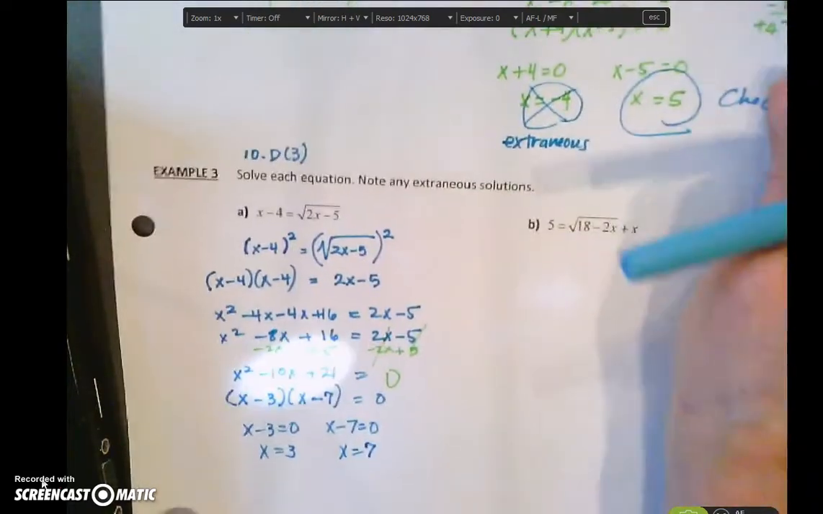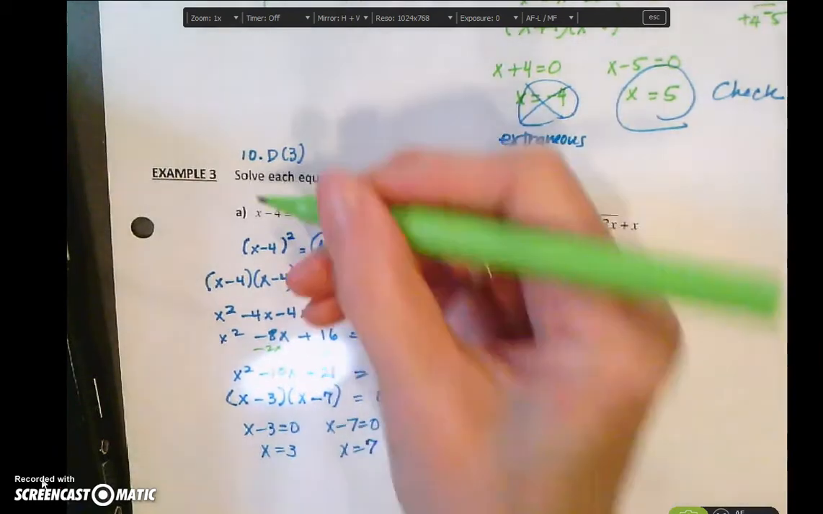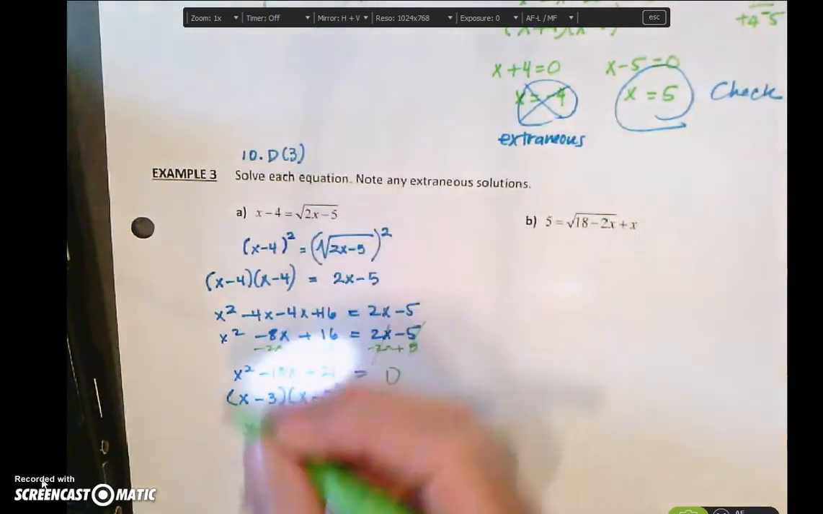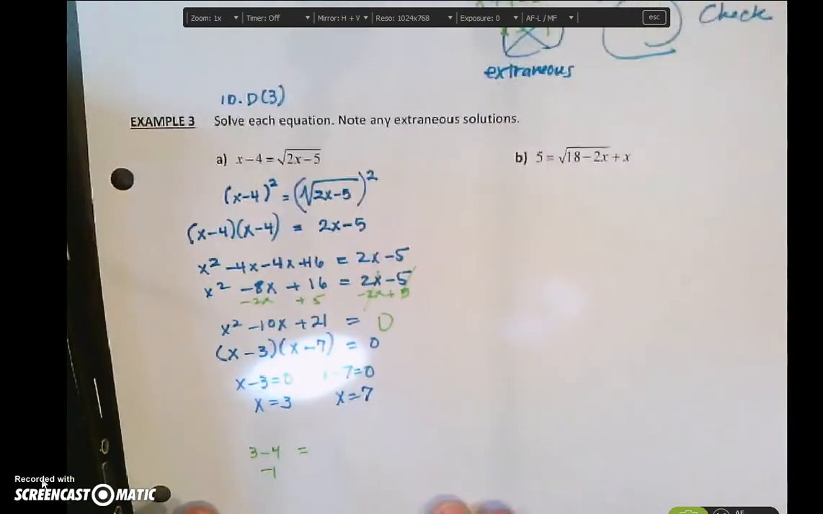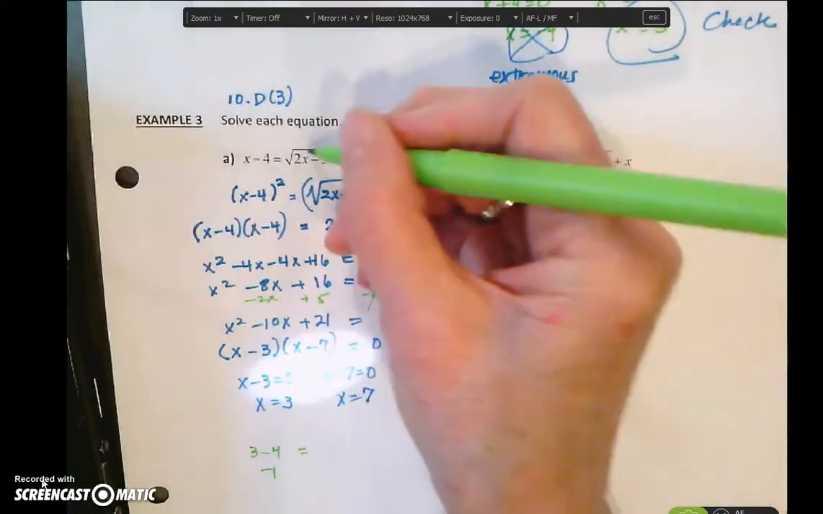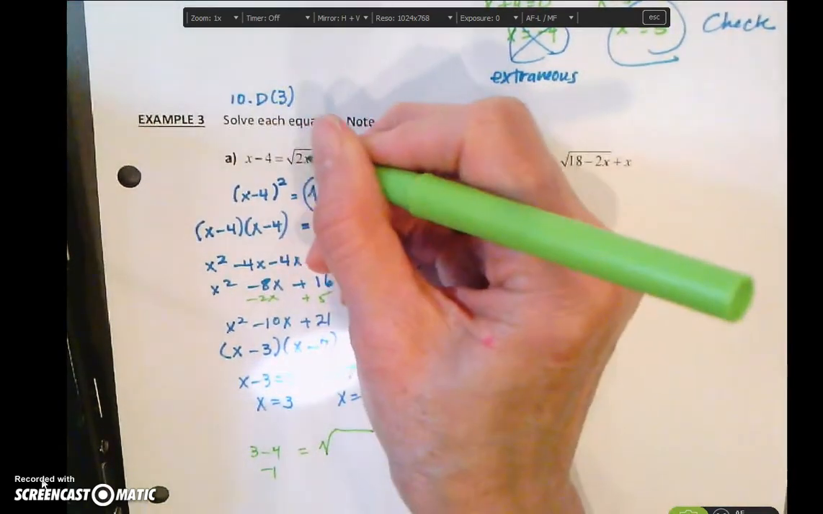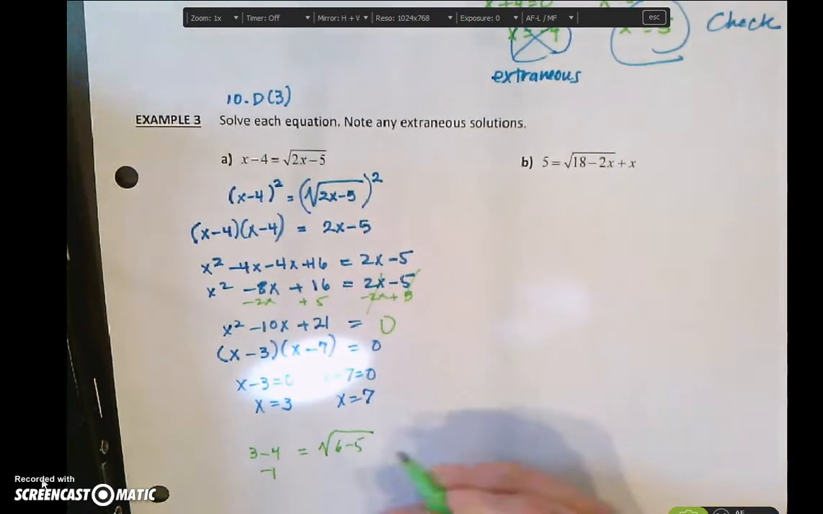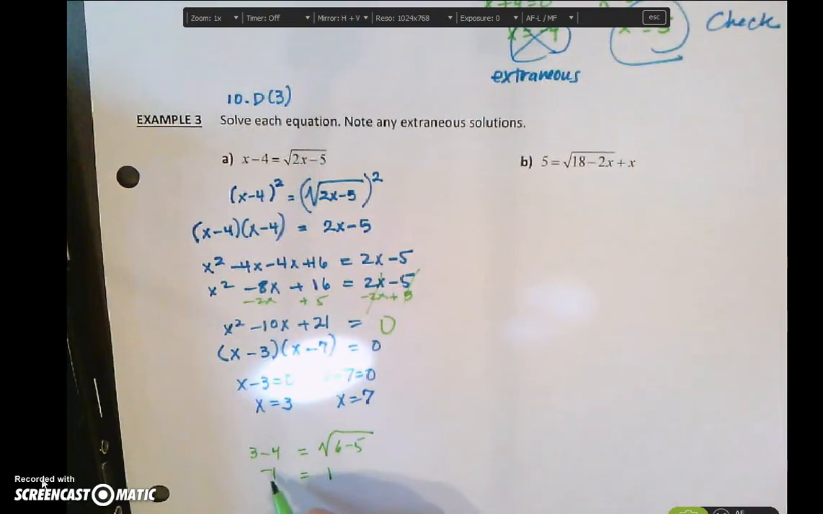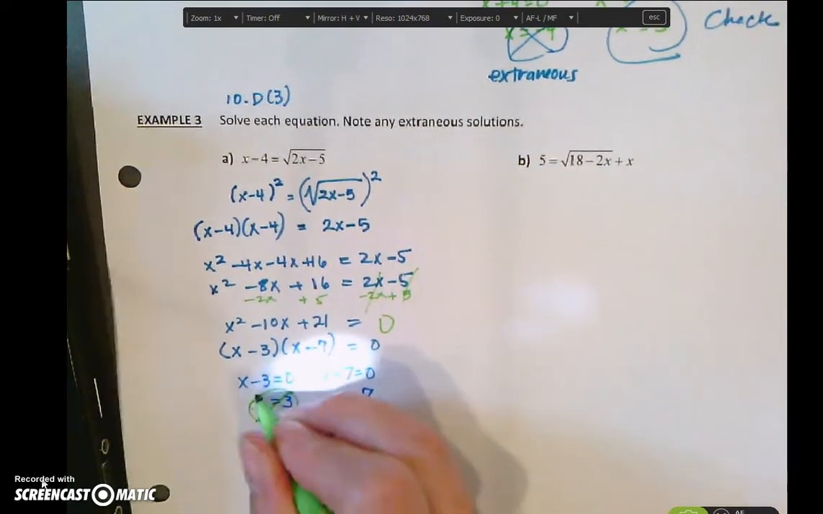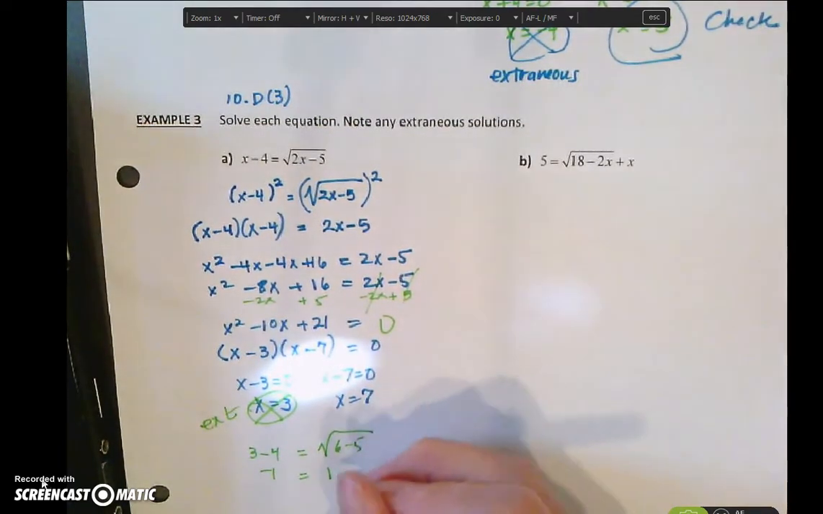I now want to check it. So maybe I'll write this down when I check it. I'm going to put 3 in right here. So I get a 3 minus 4, which is negative 1 on the left side. And then put my 3 in here. So I get the square root of 2 times 3, which is 6, minus 5. So the square root of 1 is 1. And you see they're different. So extraneous right there.